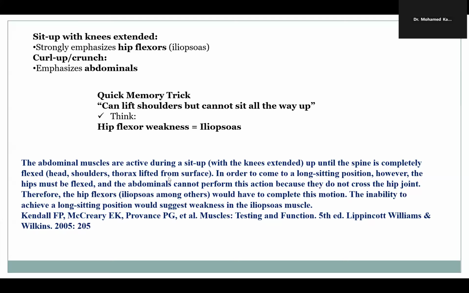Final word: the abdominal muscles are active during a sit-up with the knees extended until the spine is completely flexed, with the head, shoulders, and thorax lifted from the surface. Okay. In order to come to a long sitting position, however, the hips must be flexed, and the abdominals cannot perform this action because they don't cross the hip joint. Therefore, the hip flexors, the iliopsoas among others, would have to complete this motion, and the inability to achieve a long sitting position would suggest weakness in the iliopsoas muscle. This was the answer for today's hint.